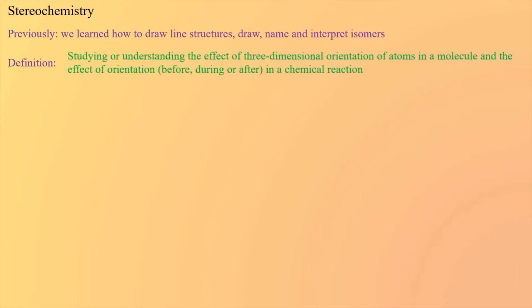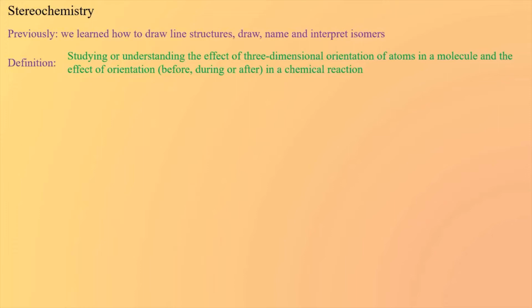And what is the definition? I have paraphrased the definition, which is: when you have a molecule that's three-dimensional, atoms are oriented in three dimensions, right? How does the 3D orientation of atoms in a molecule affect a molecule before, during, and after a chemical reaction?